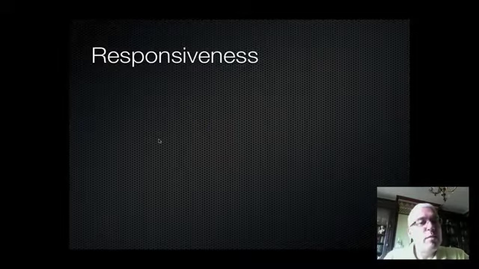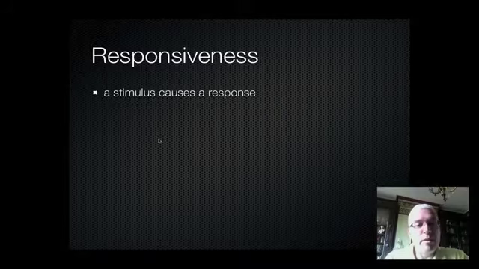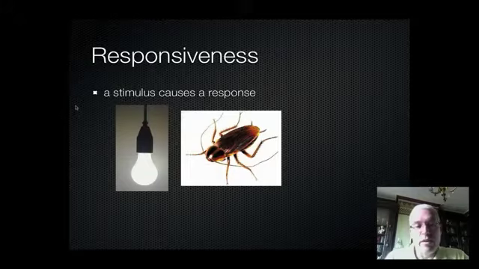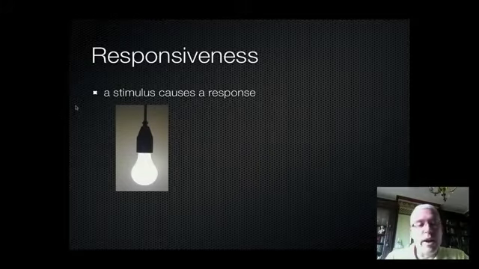All living things respond to their environment in some way, which means if there's a stimulus, the stimulus causes a response. A good way of talking about this would be, again, with insects. Roaches are very sensitive to environmental stimuli, for example, light. You turn on a light in a dark room, and if there are roaches on the floor, they're going to run away. This is their response to the stimulus. All living things have a way of responding to stimuli in their environment.